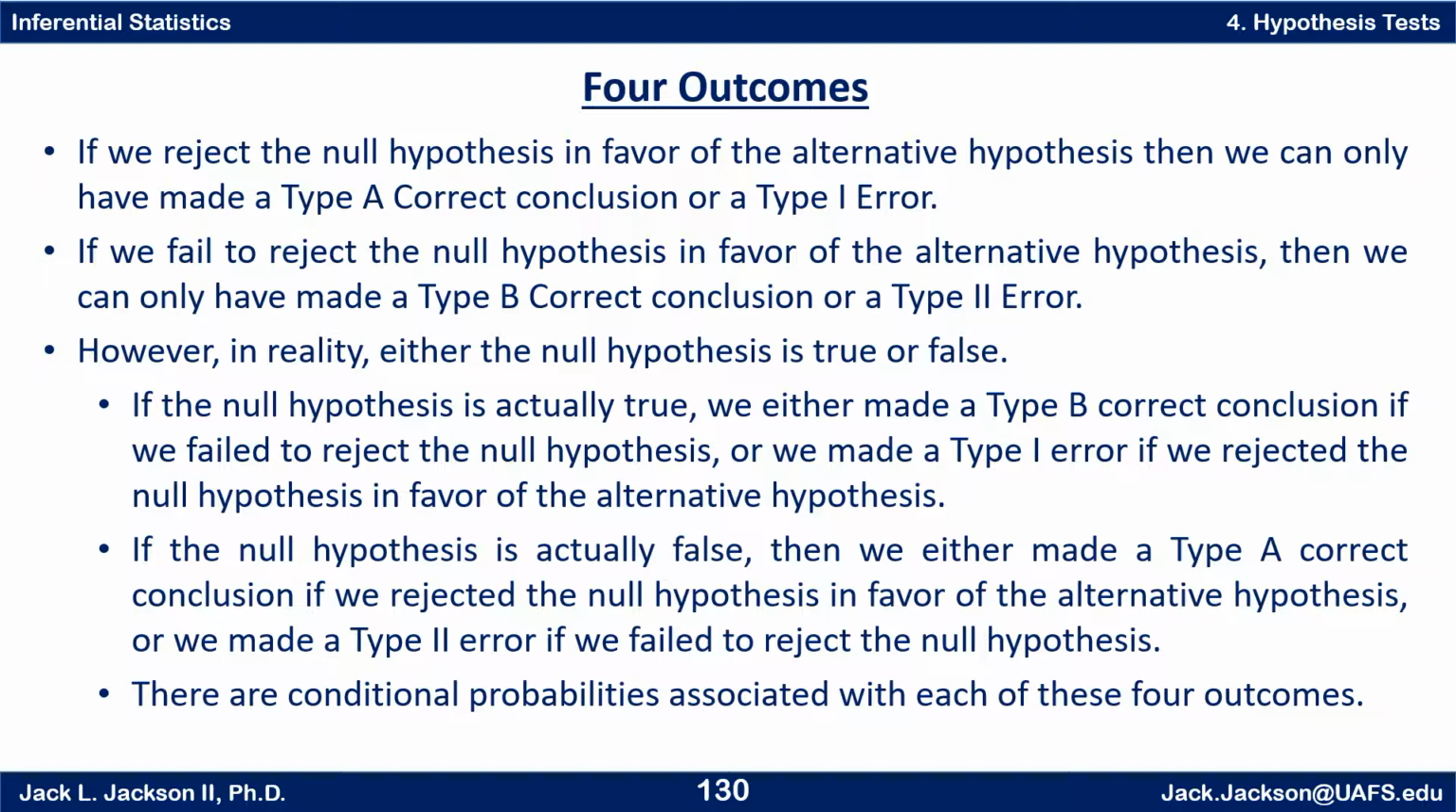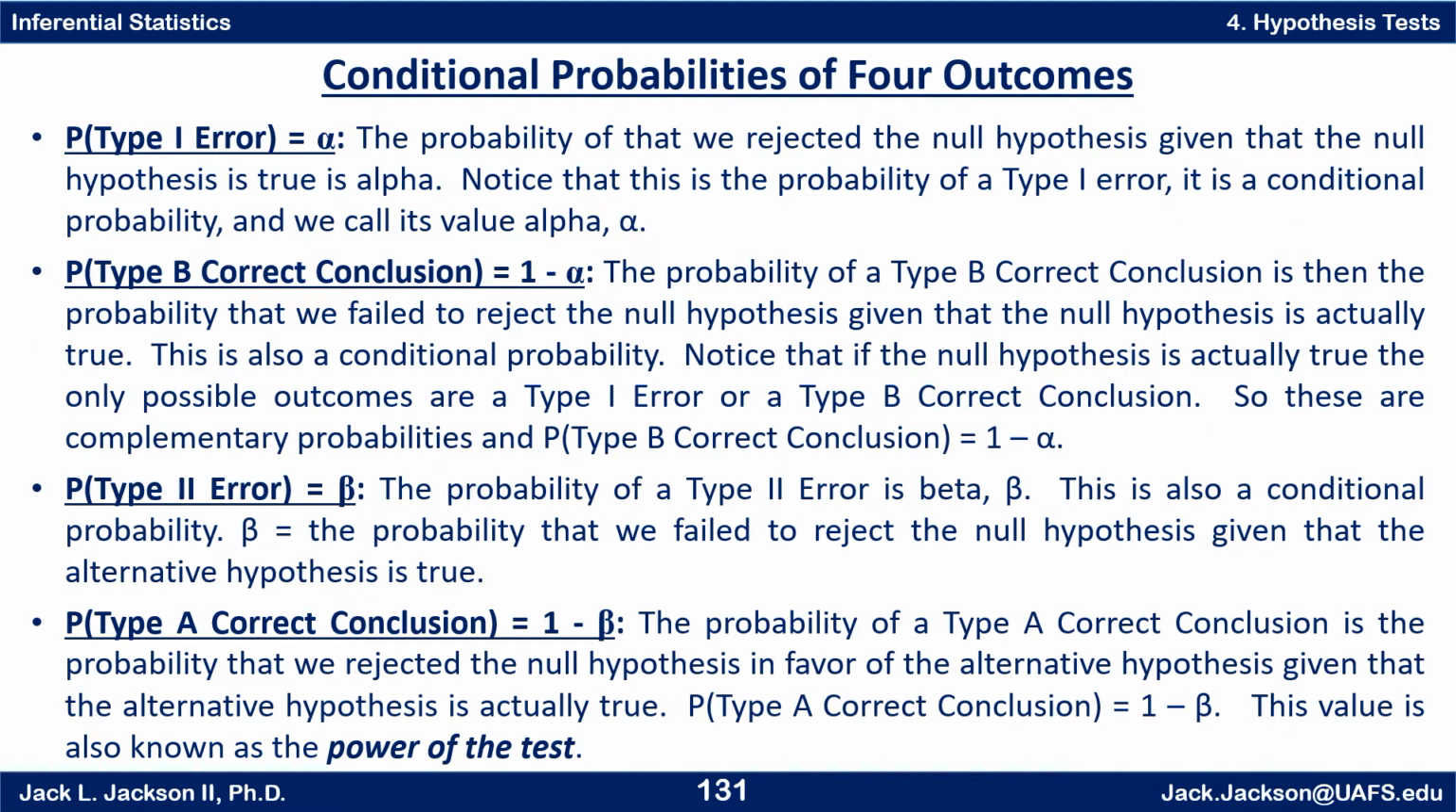On the other hand, what if the guy's actually innocent? Then the only two things that could happen are we made a type B correct conclusion if we came back with a not guilty verdict, that is, we failed to reject the null hypothesis, or we made a type 1 error if we rejected the null hypothesis, that is, we came back with a guilty verdict and we convicted an innocent person. There are conditional probabilities associated with each of these four outcomes.